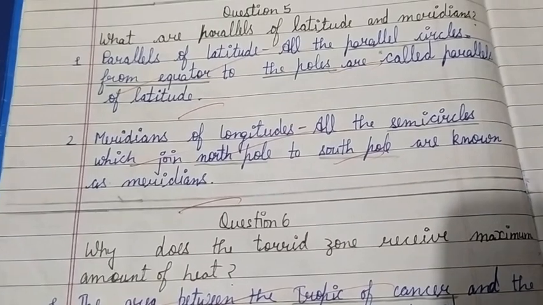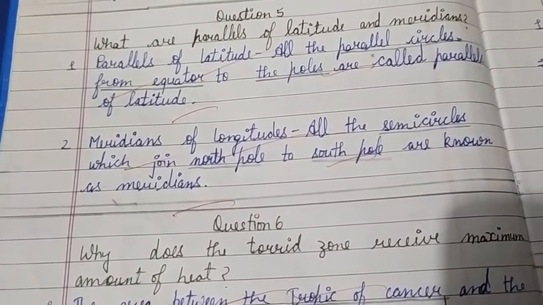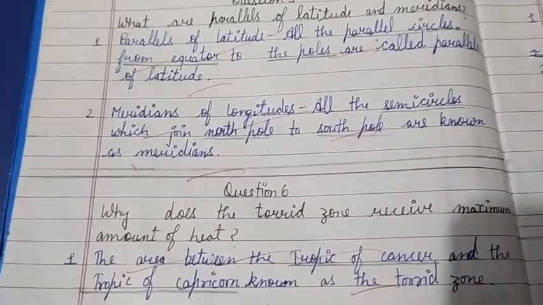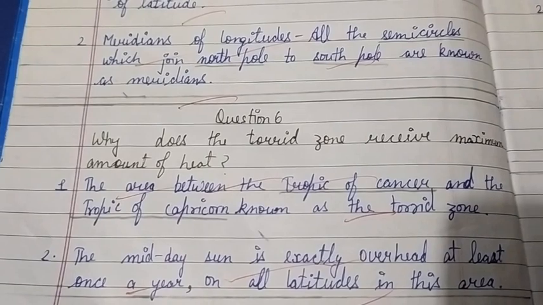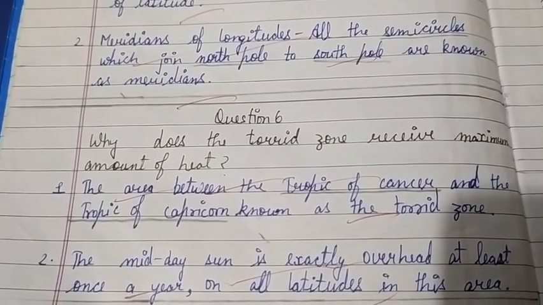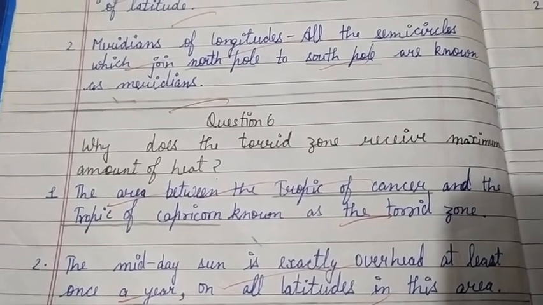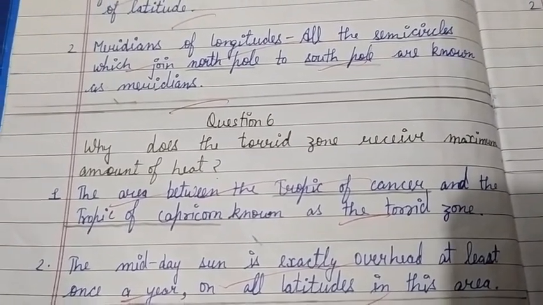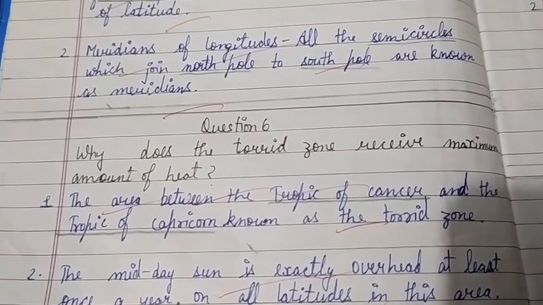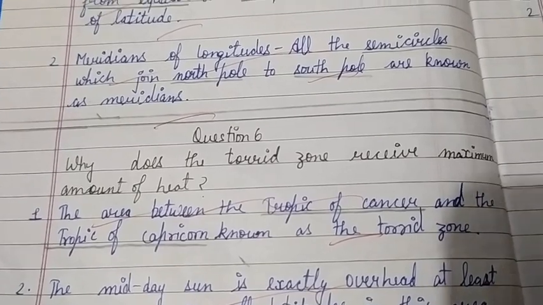So meridians of longitude are all the semicircles which join the North Pole to the South Pole. Now let's come to question number 6. Why does the torrid zone receive maximum amount of heat? The area between the Tropic of Cancer and the Tropic of Capricorn is known as the torrid zone.